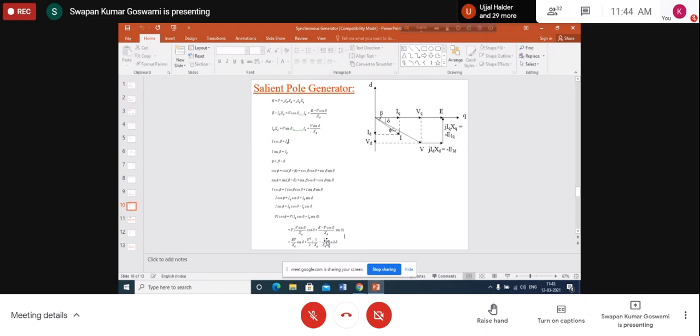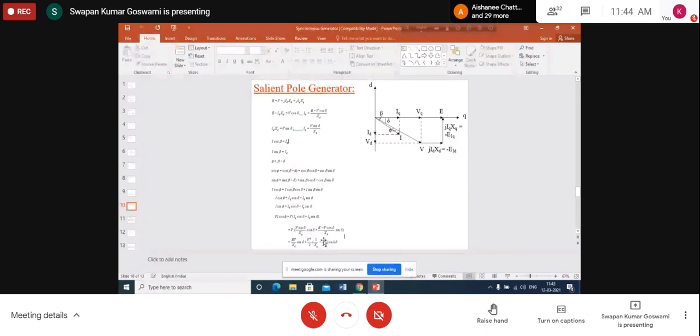Here you are having B square. Here also you are having B square. So B square, let us write by 2 equal to 1 upon XQ minus 1 upon XD, and you are having sine of 2 delta, because sine delta, cosine delta here, cosine delta, sine delta here. So if we write 2 sine delta, cosine delta, it is nothing but sine 2 delta.